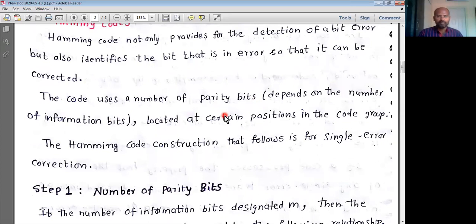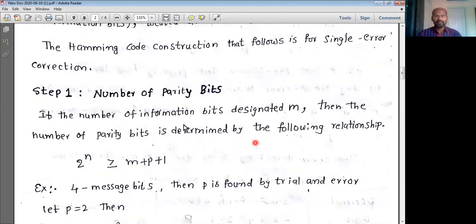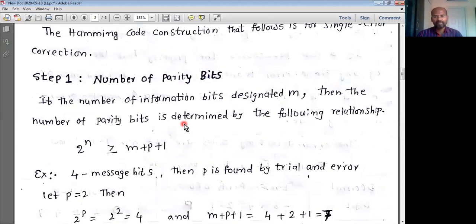So the Hamming code uses a number of parity bits. How many parity bits? It depends on the number of information bits you are transmitting. And these parity bits are located at certain positions in the code group, which we will see now. The Hamming code is divided into several steps, three or four steps. Now we will see them one by one.